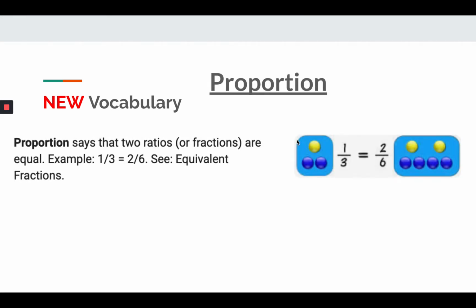And that different method includes new vocabulary. So the new word is proportion. And you already really know what a proportion is, even if you don't know the word. A proportion is two equivalent fractions. So it's two ratios or fractions that are equal. If we look, the example is 1/3, which is the same as 2/6. This right here is a proportion.